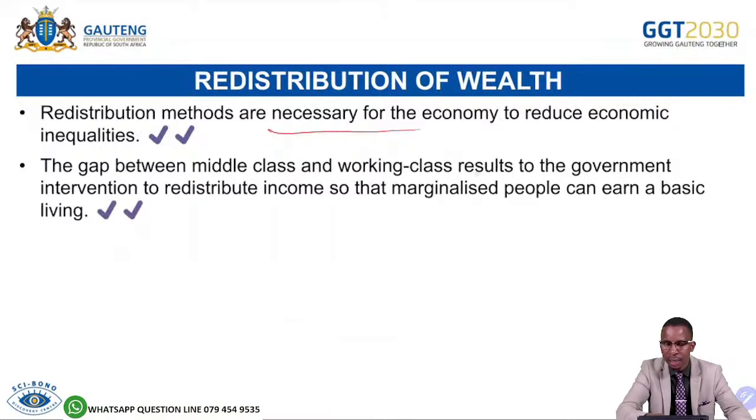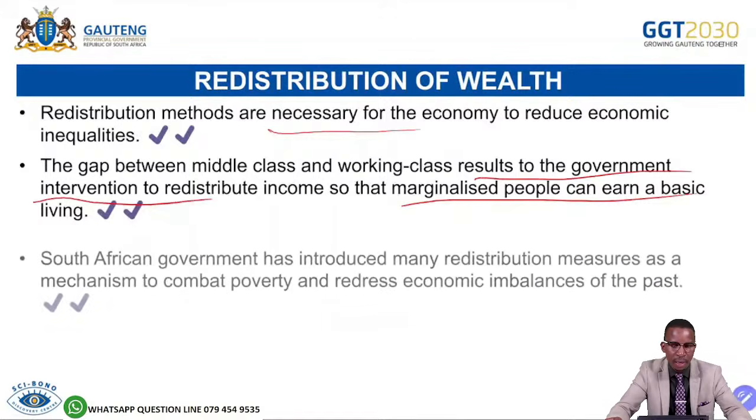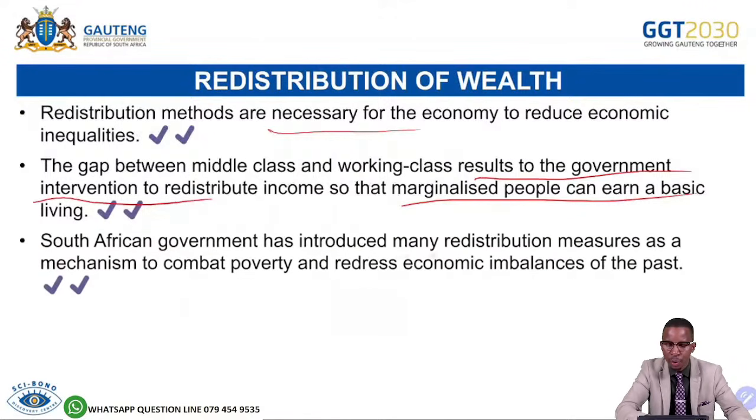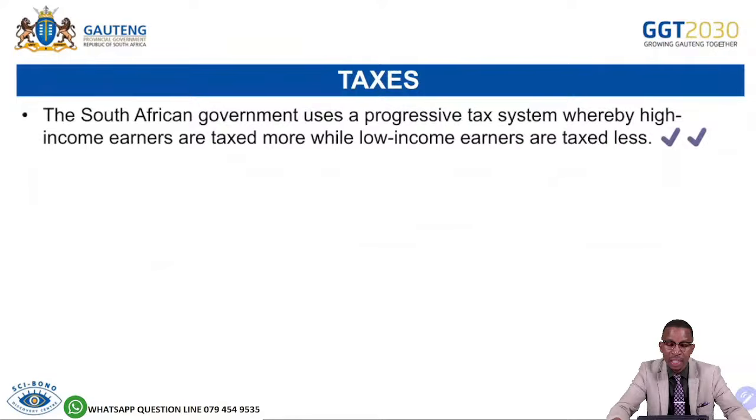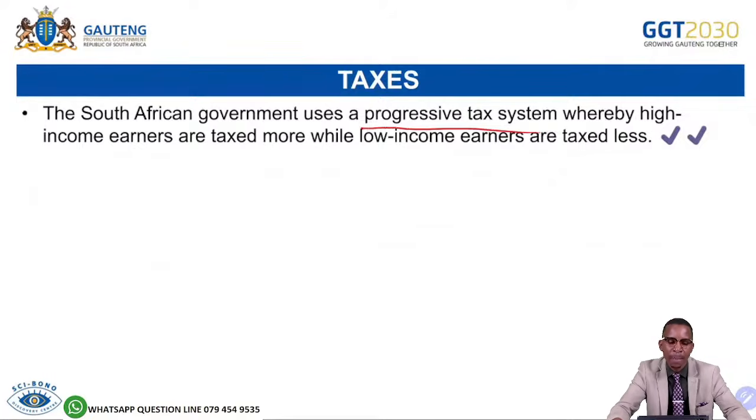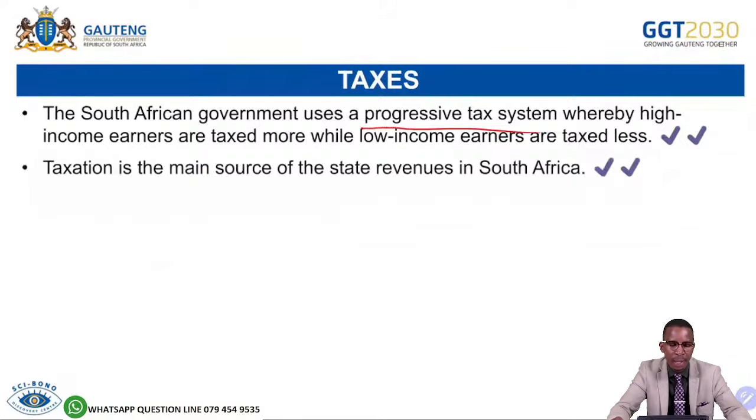The gap between middle class and working class results in government intervention to redistribute income and wealth fairly, so that even marginalized people can afford their basic needs. The South African government has introduced many redistribution measures, such as mechanisms to combat poverty and redress economic imbalances of the past. So we talk about the progressive tax system, whereby high income earners are taxed more than low income earners, and that money benefits the underprivileged or the poor in the economy.